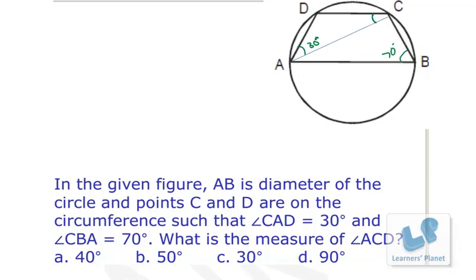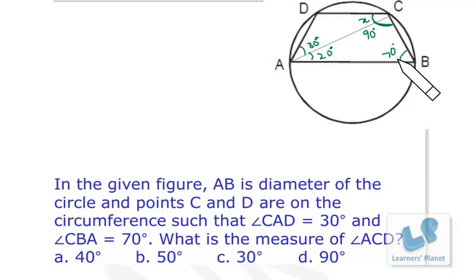Now since AB is the diameter, this angle will be 90 degrees, right? Because the angle in a semicircle is 90 degrees. So this angle is 90, and this is 70, right? And this is 70 as given, so that means this angle will be 20 degrees. Okay, we have to find out this angle, that is x.